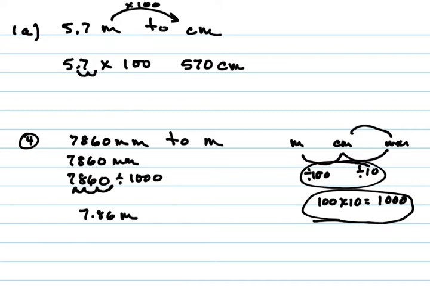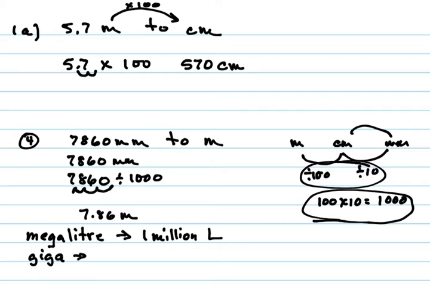A couple of other special units. A megaliter is 1 million liters. And anytime you see the word giga, that's always 1 billion. Mega is always a million. Giga is always a billion. Okay? So it's fairly straightforward.